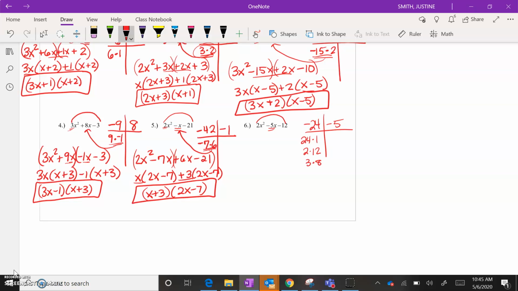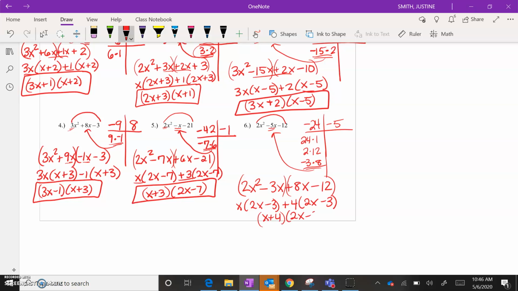And then we're going to see the 3 times 8, hopefully. So I know it has to be a negative 3 and a positive 8. So I'm going to plug these in. So we have 2x squared minus 3x plus 8x minus 12. And then we're just going to do our grouping and take out an x to get 2x minus 3. We're going to take out a 4 to get 2x minus 3. So we're going to end up with our x plus 4 and then our 2x minus 3.